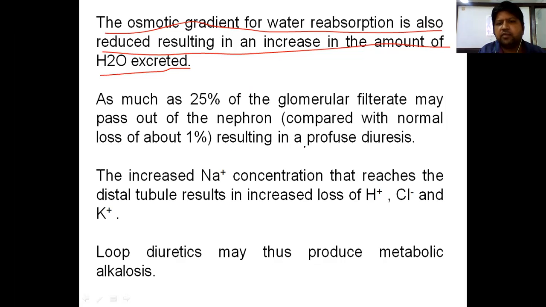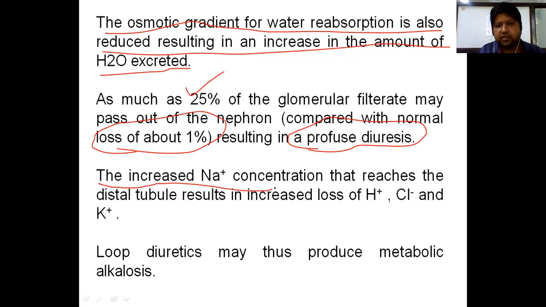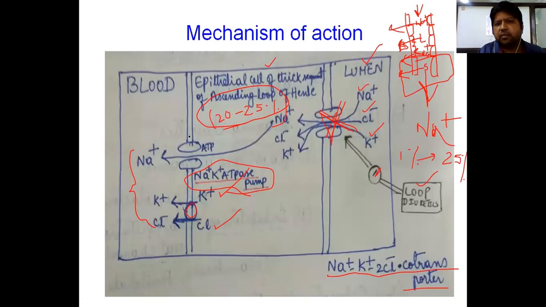Up to 10 liters of urine can be produced in a day, depending on the dose. Normal loss of sodium is only 1%, but if you use loop diuretics, the loss of sodium will be 25%. Increased sodium loss will also increase the loss of H plus, Cl minus, and K plus, because their transport is also blocked. Here you can see, even potassium is not allowed to reabsorb.